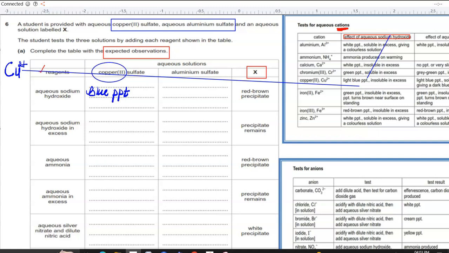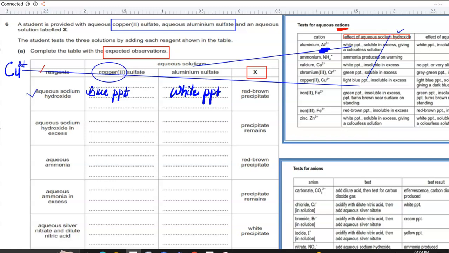Now check the second one, aluminium sulfate. First thing first, you need to check the test of aqueous sodium hydroxide. So, you need to check the sodium hydroxide table in the key. Aluminium means Al, and don't worry about the charge, just see the symbol of the ion. Aluminium is written here, and what is the observation of aluminium with sodium hydroxide? It's white precipitate. So, just write here white precipitate.